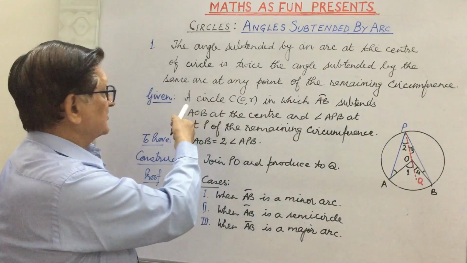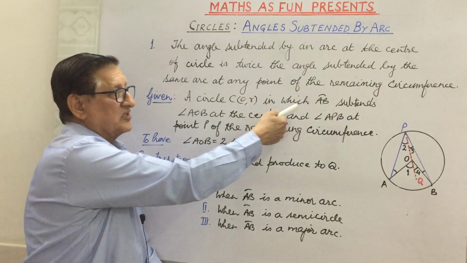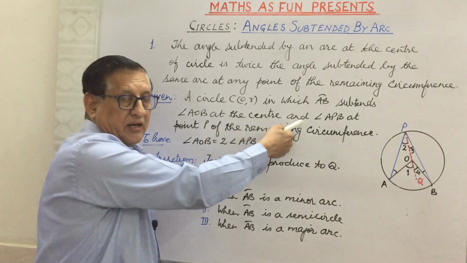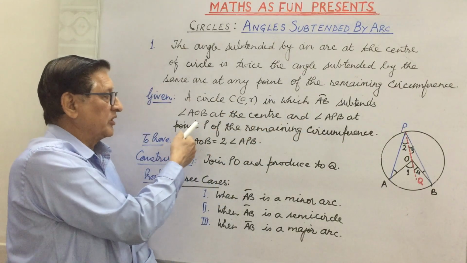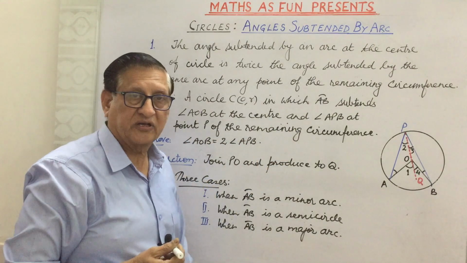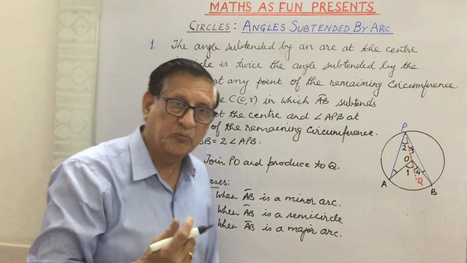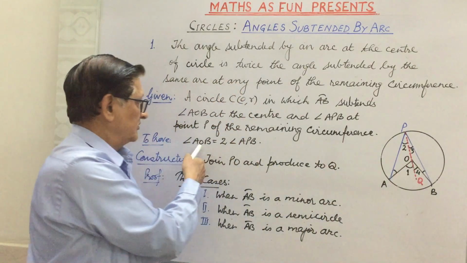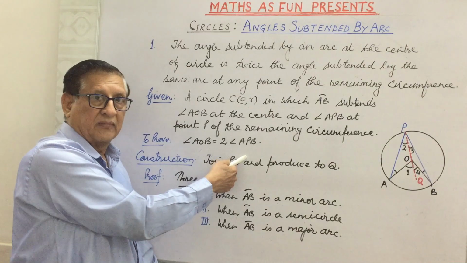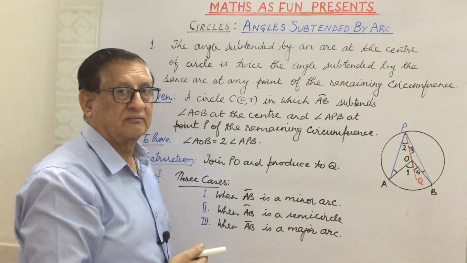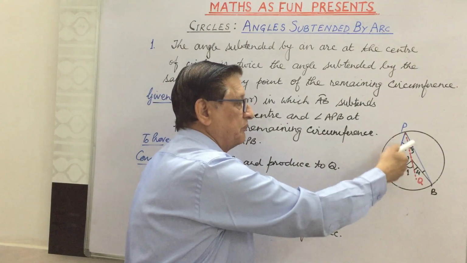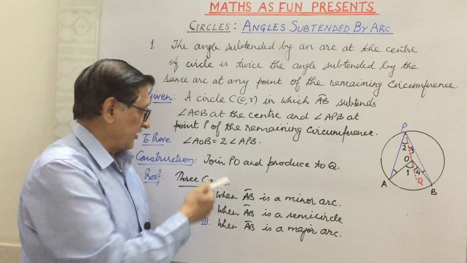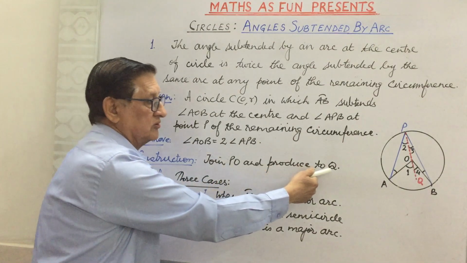So what is given to us? A circle with center O in which arc AB subtends angle AOB at the center and angle APB at the point P of the remaining circumference. What we have to prove? To prove that angle AOB is twice angle APB. This is what we have written here to prove. The construction: join PO and produce it to a point Q. So we write here, join PO and produce to Q.